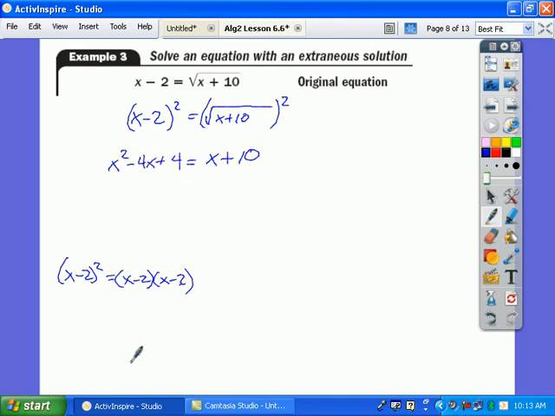This is a quadratic equation. The question now is, how do I solve quadratic equations? So we have several methods at our disposal. I'm going to set everything equal to 0. So x squared minus 5x minus 6 equals 0.